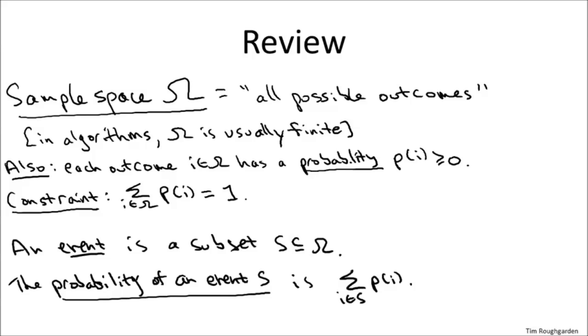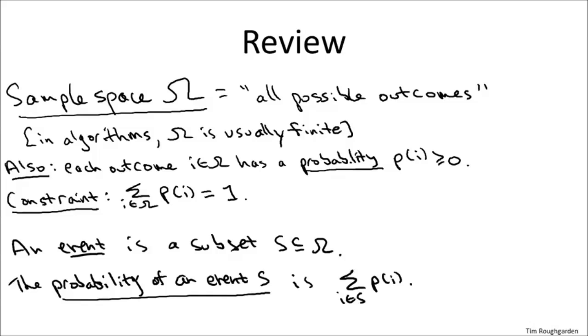So just to make sure we're all on the same page, here's some stuff you should have learned from part 1 of the probability review. You should know what a sample space is. This represents all of the different outcomes of the random coin flips, all of the different things that could happen. Often in randomized algorithm analysis, this is just all of the possible random choices that the algorithm might make. Each outcome has some known probability, p of i, and of course the sum of the probabilities equals 1.